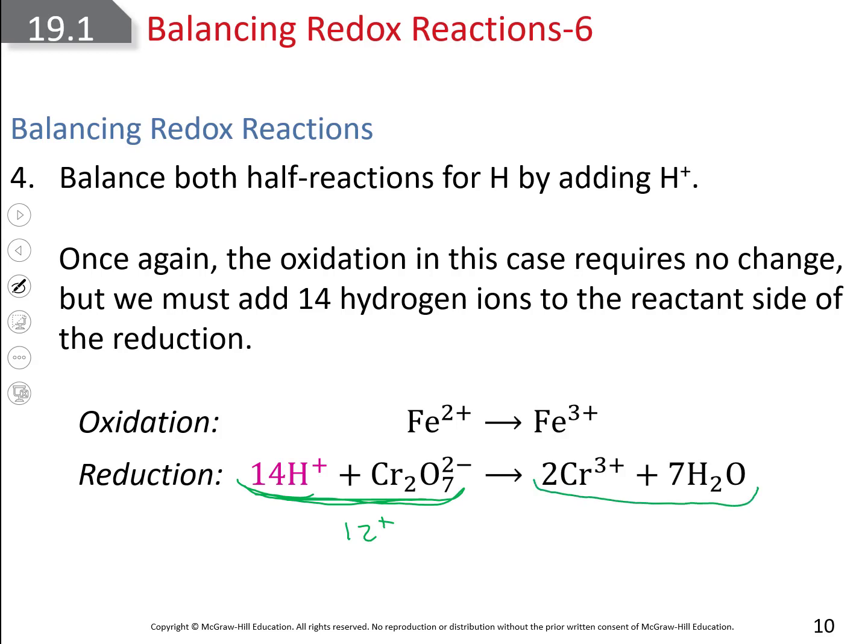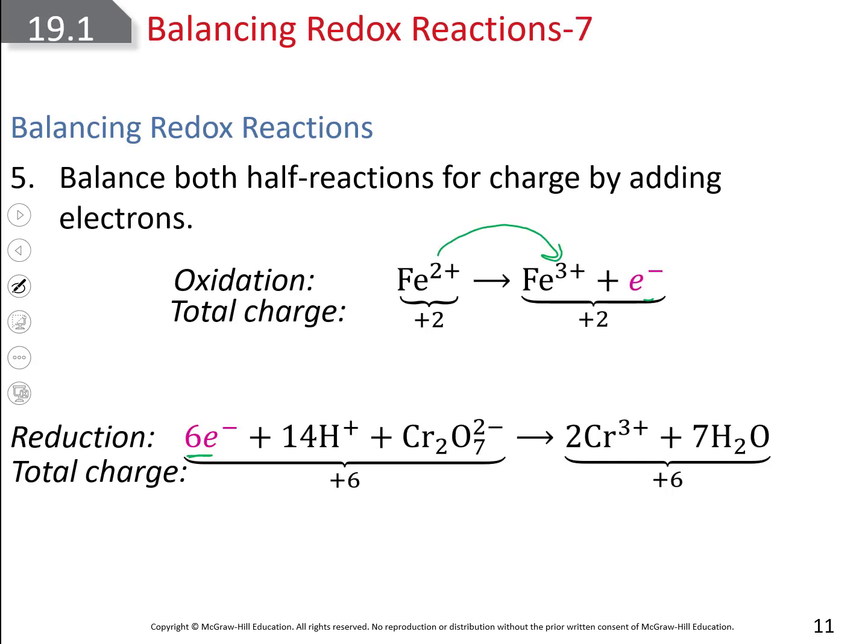On my product side, water has no charge, but chromium does. So what's my total charge on my product side? 6 plus, good. 6 plus, because I have 2 chromiums and they're each 3 plus. So the charges are not balanced. What's the charge on an electron, positive or negative? Negative. So I need to take this 12 plus and make it 6 plus, which means I need to bring it down by 6 charge units. So to bring it down by 6 charge units, I need to add 6 electrons.